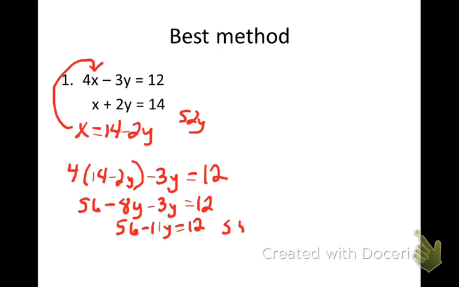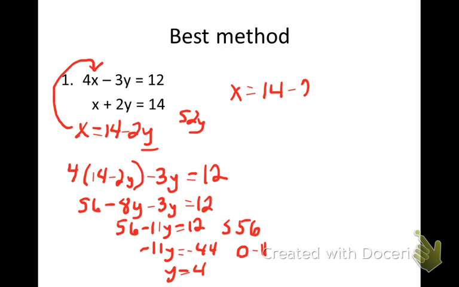So I'm going to subtract 56 from each side and get negative 11y equals negative 44. Divide by negative 11 and we get y equals 4. So now I'm going to put it back in here for y, and we get that x equals 14 minus 2 times 4, which is 8, so x equals 6. So my solution would be the ordered pair (6, 4).